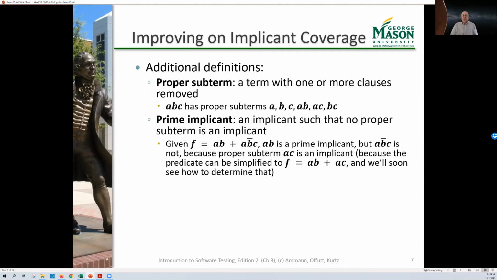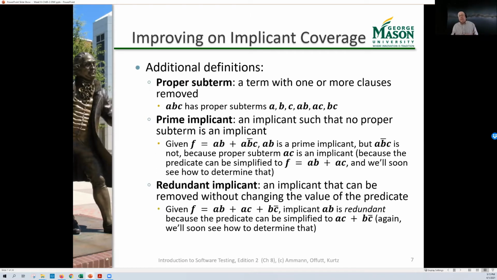We can then have the notion of a prime implicant. And a prime implicant is an implicant or term such that no proper subterm of that term is also an implicant. So if we have this predicate F equals AB or A not BC, AB is a prime implicant, but A not BC isn't a prime implicant. Why not? Because we can simplify this to AB or AC. So its proper subterm AC is an implicant. Okay, so that was easy for me to say, and you're probably thinking, it's not at all clear to me how AB or A not BC gets simplified. However, in the upcoming slide, we're going to go over how to simplify. But a prime implicant is one such that there are no proper subterms that are also an implicant, right? We can't simplify that term any further.